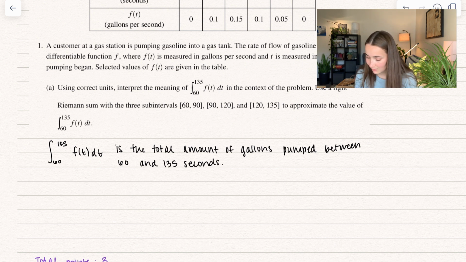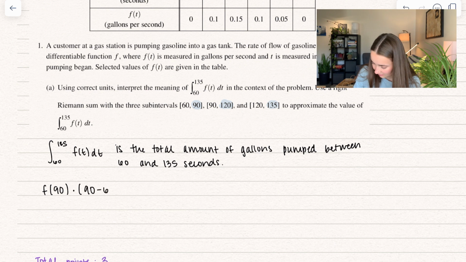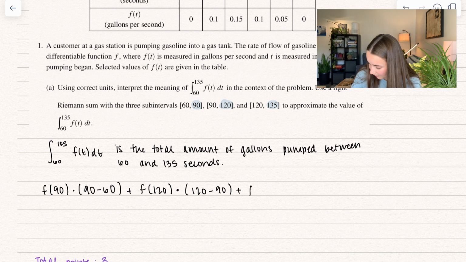Now we're going to use a right Riemann sum with the three subintervals they give us to approximate this value. Here we're using the right Riemann sum, which means we're going to use the right endpoints of the subintervals for our function. So we take f of our right endpoint and multiply that by the length of our subinterval. This is going to be f of 90 times 90 minus 60, plus f of 120 times the length of the subinterval, 120 minus 90, plus f of 135 multiplied by the length of that, which is 135 minus 120.